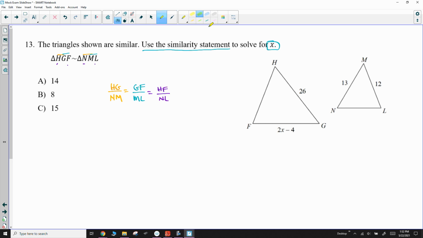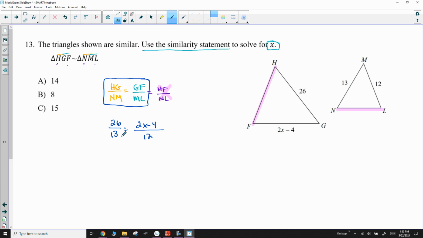And I go over to my diagram, and one of the things that I notice is this side HF is not marked with any kind of length, and this side NL is also not marked with any kind of length. So ultimately, I am not using that information at all. So I am just going to use this bit of information, and I'm going to fill it in with stuff that I know. So according to the diagram, HG is 26, and NM is 13. According to the diagram, GF is the side marked 2x minus 4, and the side marked ML is 12.